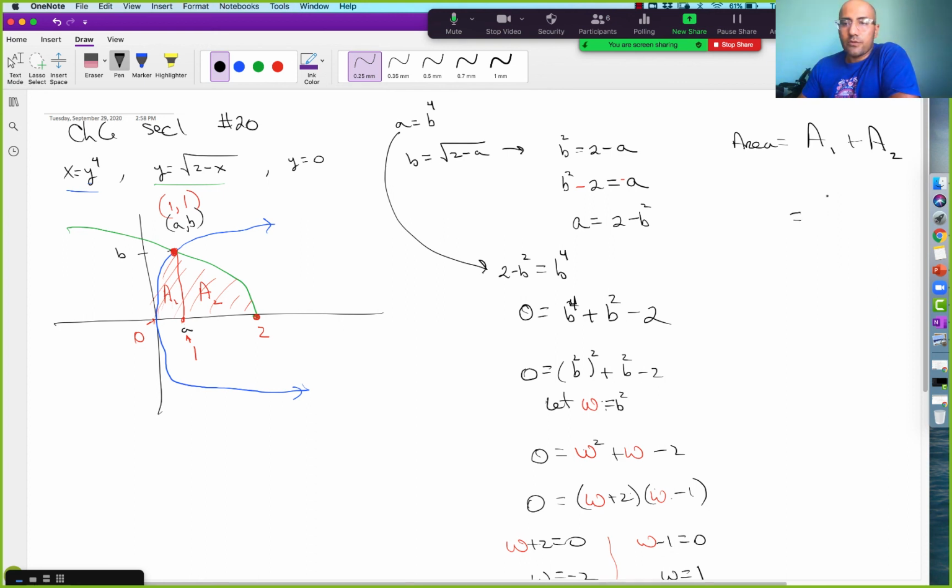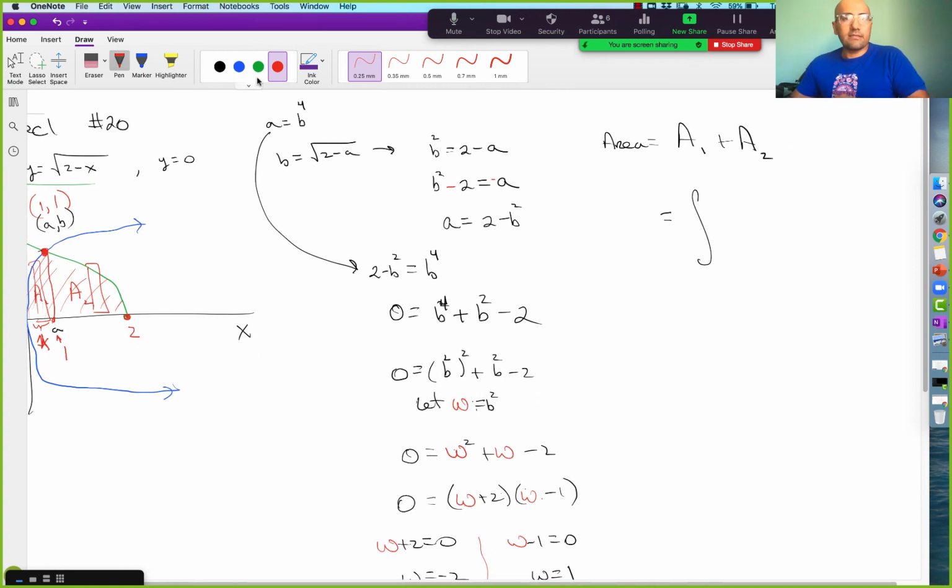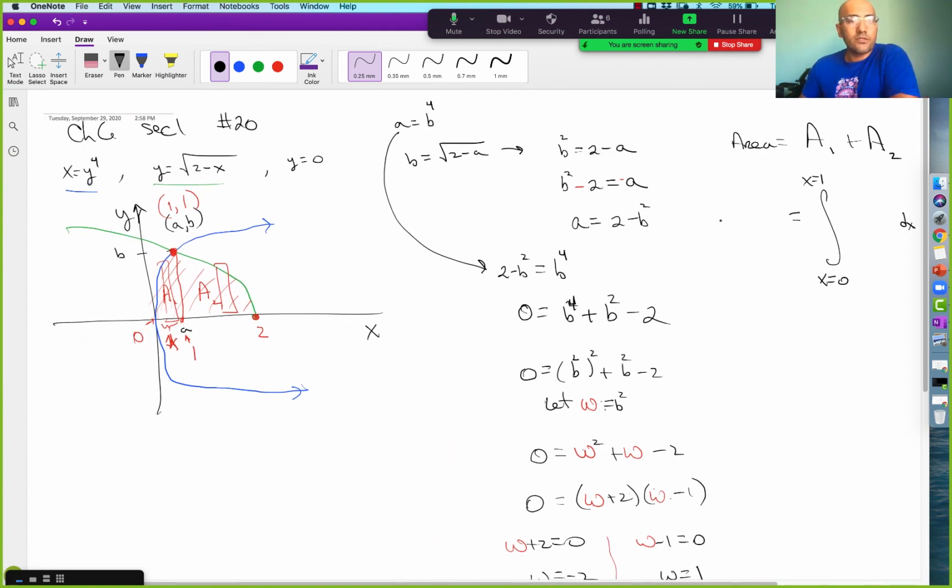So this will be equal to the integral, and I'm going to integrate in this direction. I'm going to make rectangles that go up and down. So it'll be a rectangle this way and a rectangle this way. So for area 1, I'm going to integrate with respect to x. Here's x, here is y. My deltas are going to be delta x's, so I'm going to have a dx for area 1, and x is going to range from 0 to 1. Questions?